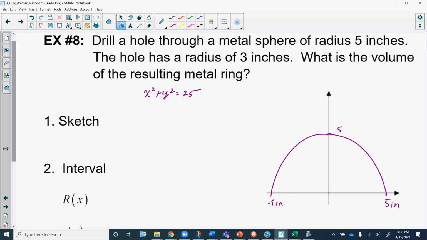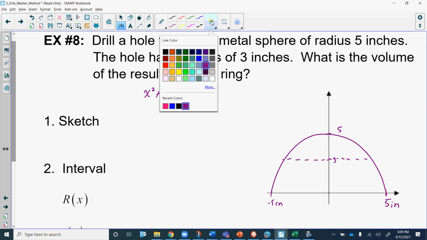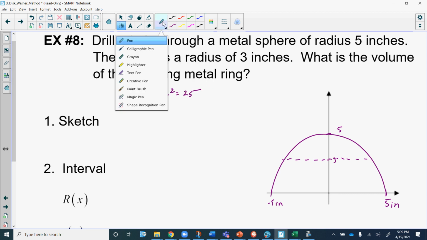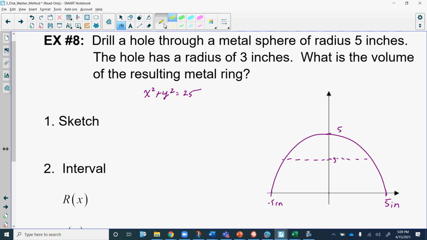So let's see, radius of 3. We'll just say that here this is the radius of 3. So that's what we're boring out of the sphere. We're going to drill out the radius of 3. So all of this stuff in the bottom of that dotted line is going to be gone. And the stuff that I'm going to rotate is this bit here.